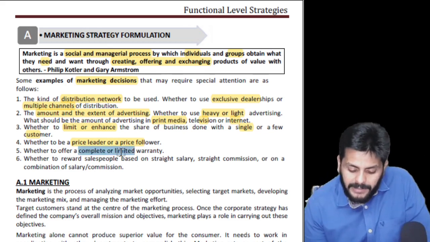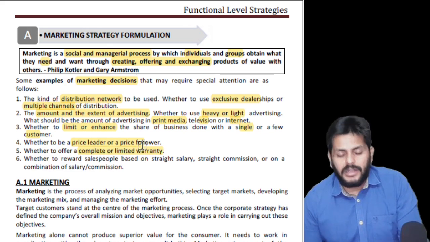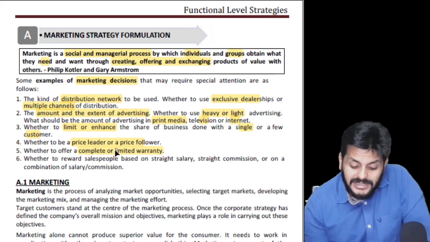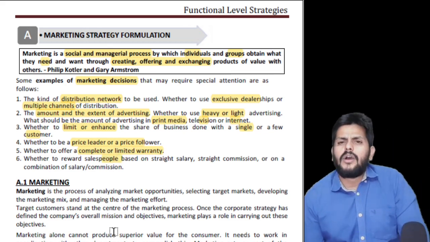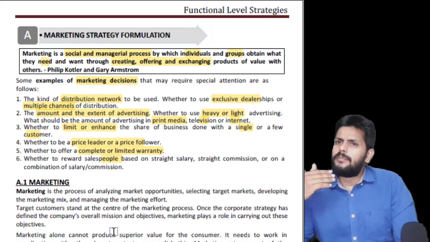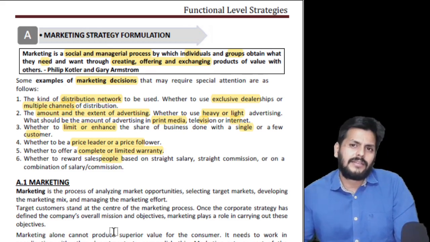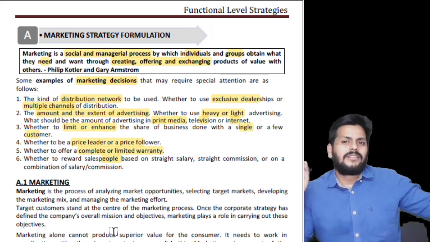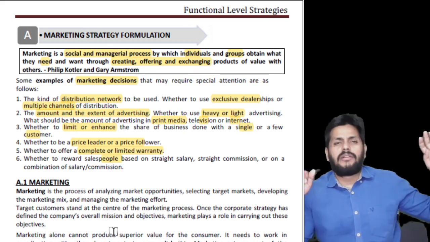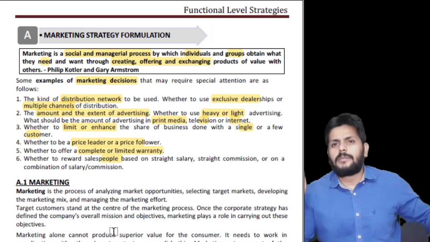Whether to offer complete or limited warranty: 5 year, 3 year, lifetime warranty, whatever. Whether to reward salespeople. Now, how are salespeople paid? Three ways. One, fixed salary. No debates, we pay a fixed salary. Two, straight commission, 2%, 3%, 5% commission of whatever they sell. One, straight salary, pay them a fixed amount irrespective of what they do. Two, however many units they sell multiplied by that percentage commission.